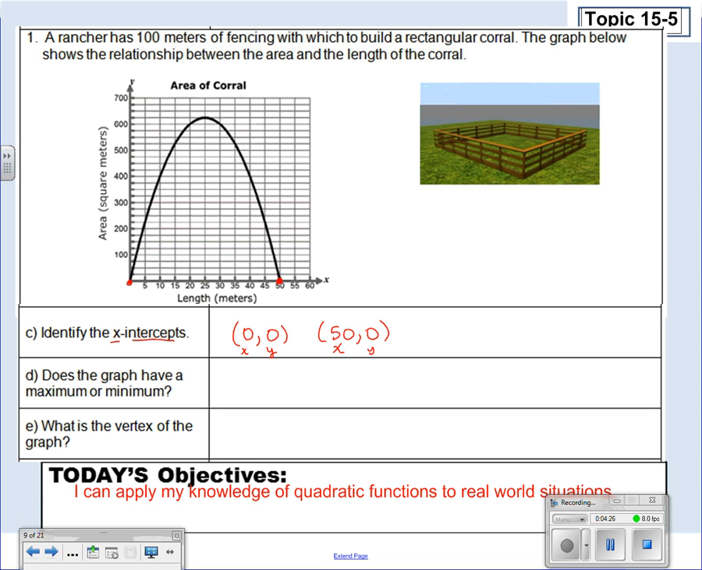Does this graph have a maximum or a minimum? Since it has a peak, it has a maximum. What is the vertex of this graph? Well, we can read from the graph itself. If I'm looking at the maximum, the x-coordinate is 25, and the y-coordinate is a little over 600. So let's look at the scale. We have 1, 2, 3, 4 between there. So this would be 625, 650, 675, 700. So this would be 625.